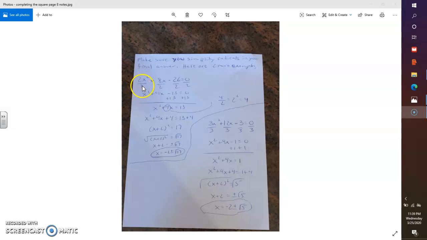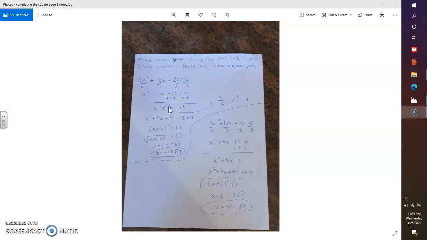If you notice in this problem, I literally just divide each term by 2. And I'm left with x squared plus 4x minus 13. And then it's completing the square as we've done before. We add the 13 to both sides. So now I'm at x squared plus 4x equals 13.